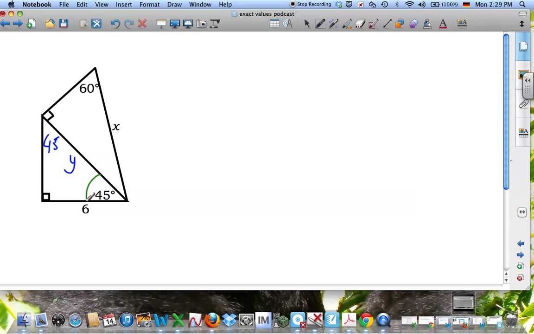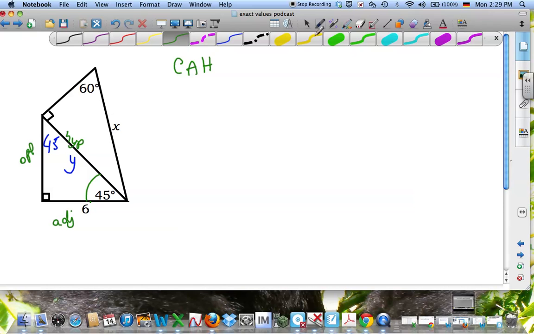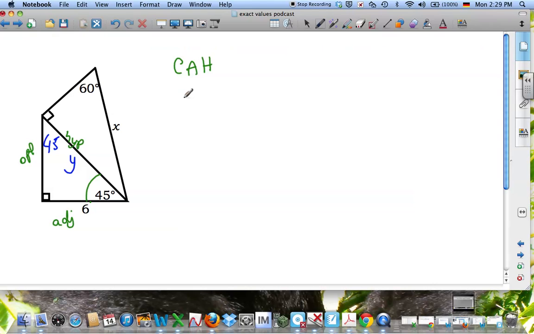So if we start with this angle here, shall we label our sides? It's always easiest to label the hypotenuse first. Then the opposite, which is this one, and then the adjacent. So we're interested in the adjacent, and we want to find the hypotenuse. That's our unknown, so we need h and a. So CAH, is that right? Okay, so we're going to use cos. So cos of 45 is adjacent, which is 6, over the hypotenuse, which is y.